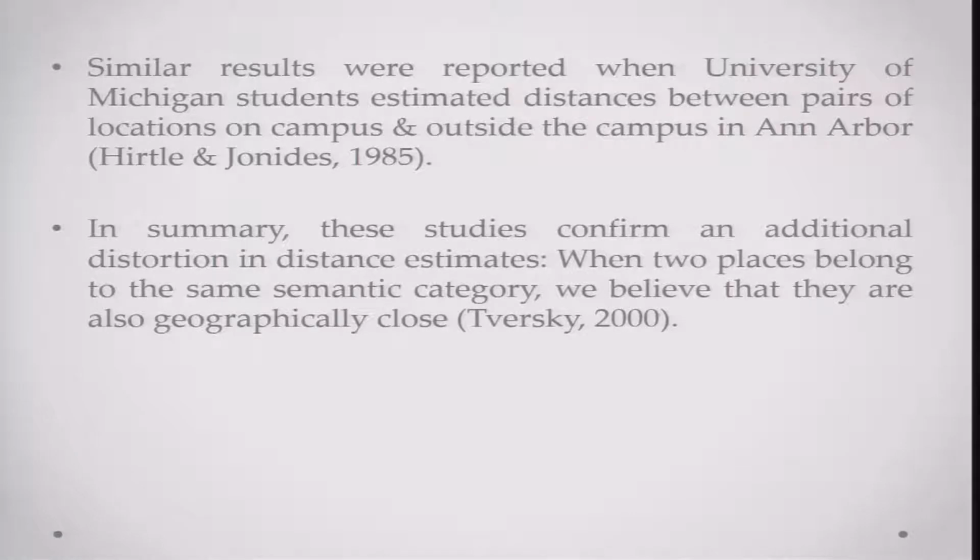Similar results were also reported when the students of University of Michigan estimated distances between pairs of locations on the campus or outside the campus. In summary, these studies confirm an additional distortion in distance estimates, that is, when two places belong to the same semantic category, we might judge them to be closer together. Again, these are findings that are experimentally proved. You can see where all you are using them in your daily lives, etc.